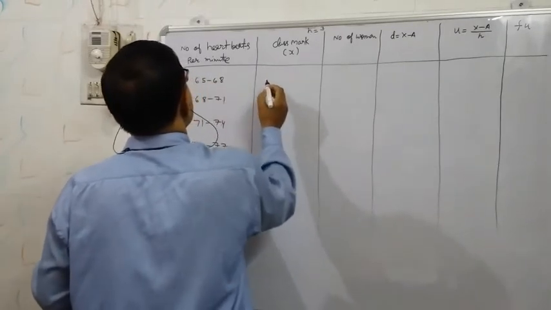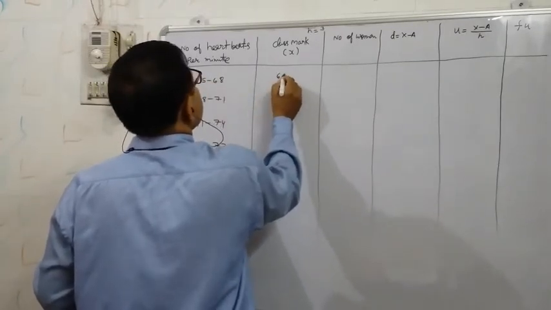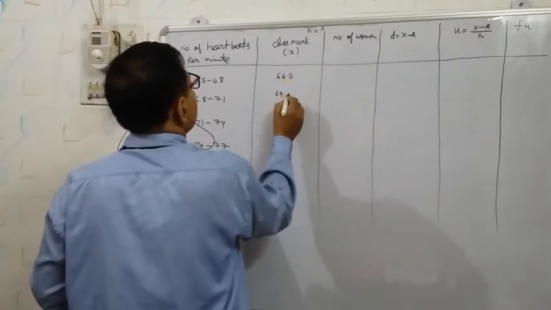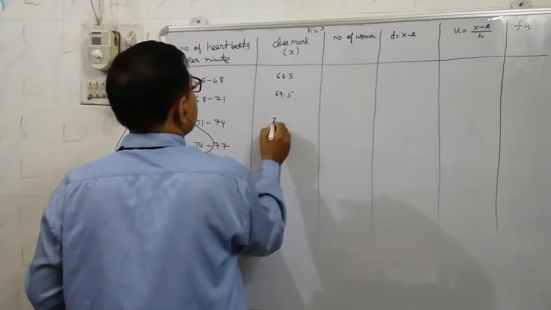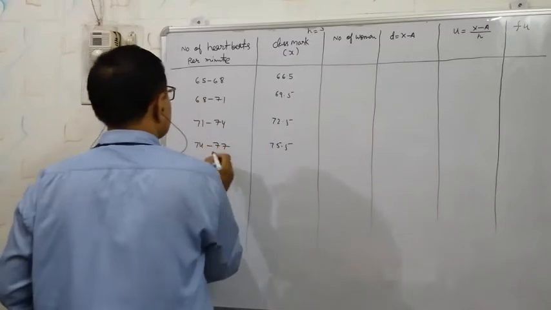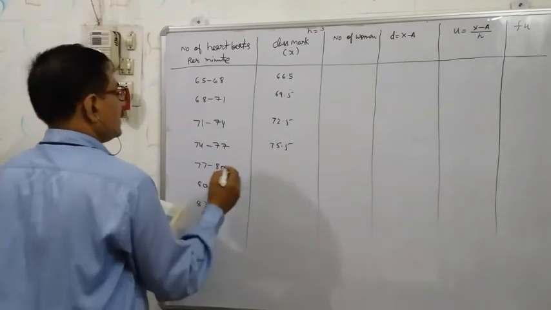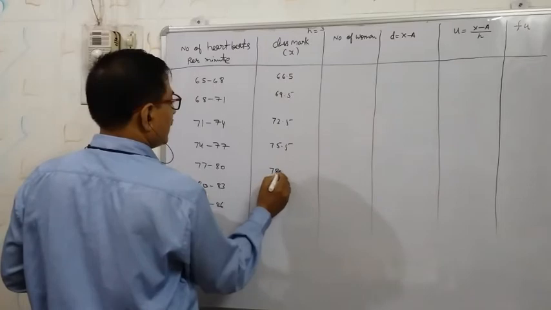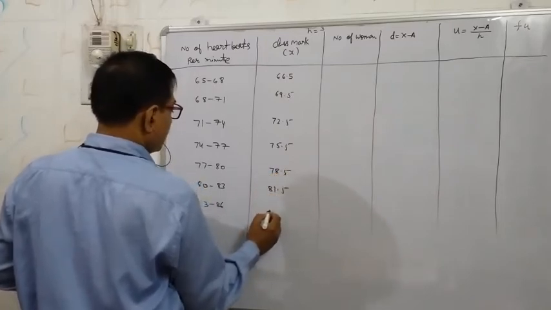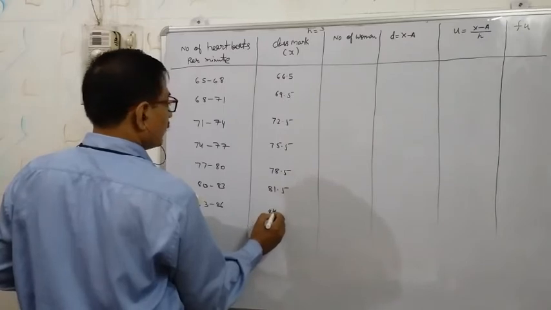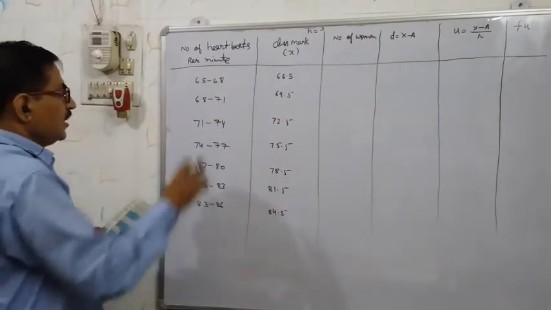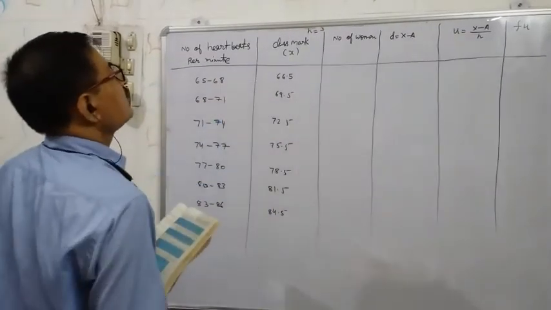Okay. Class mark will be what? Addition of the limits and divide by 2. So that will come 66.5. This will be 69.5, this will be 72.5, this will be 75.5. If you add both and divide by 2, then it will come. And this will be 78.5, this will be 81.5, and this will be 84. If you add both and divide by 2, you get this information.